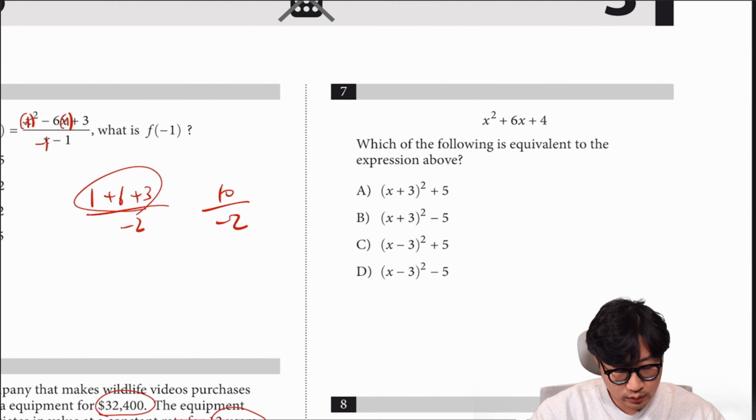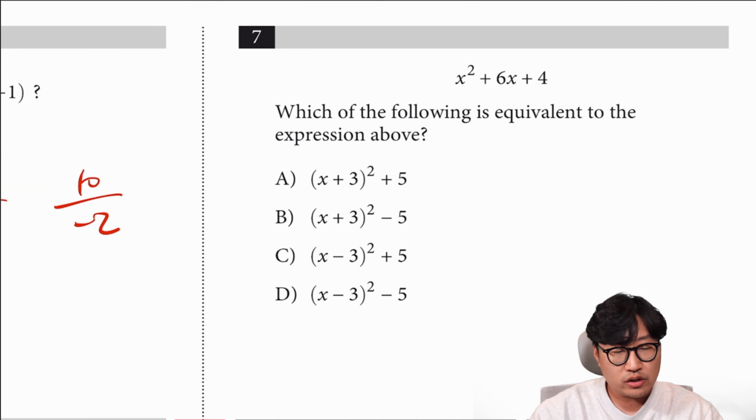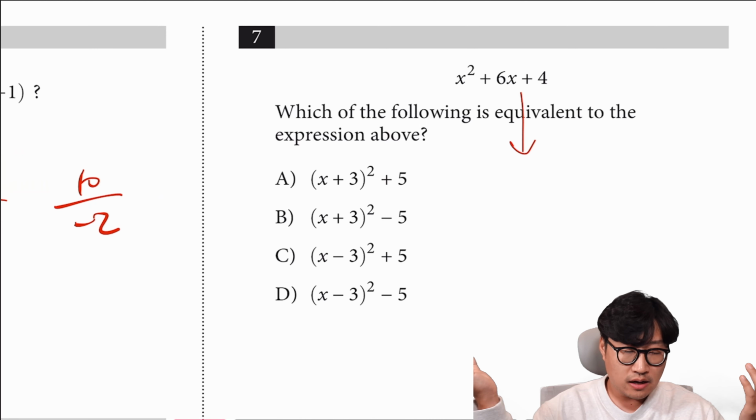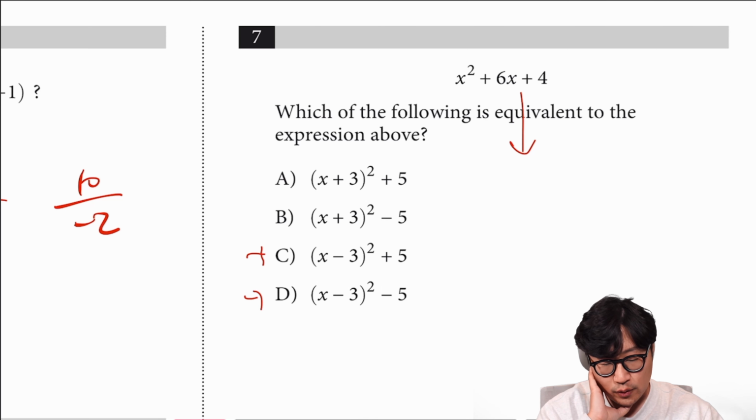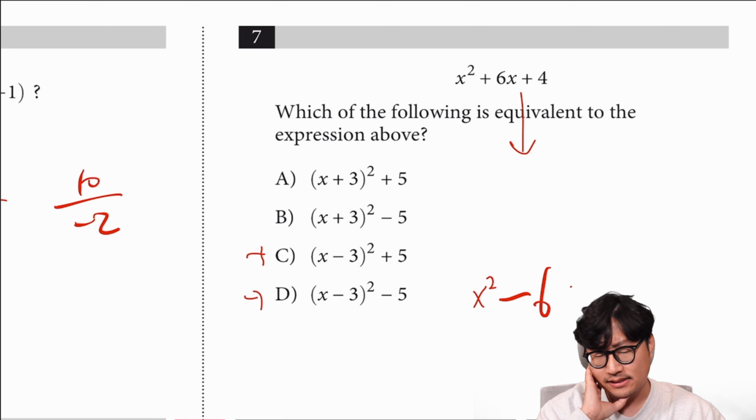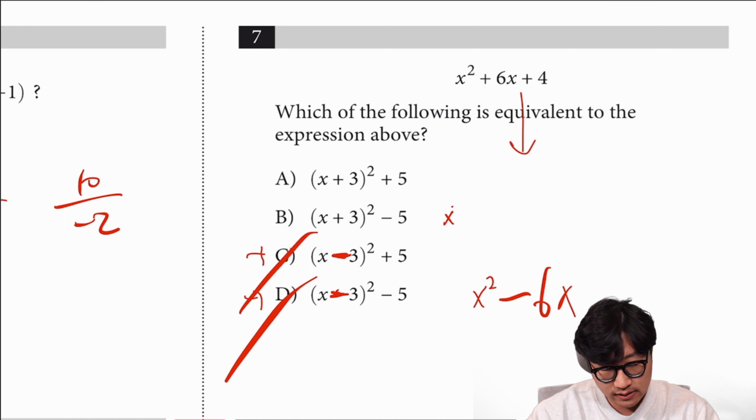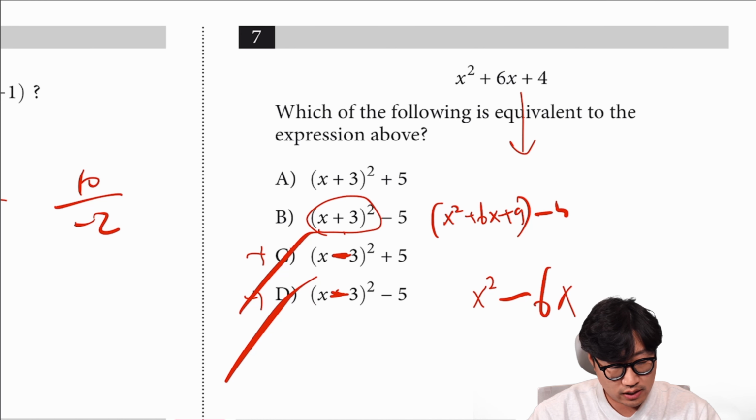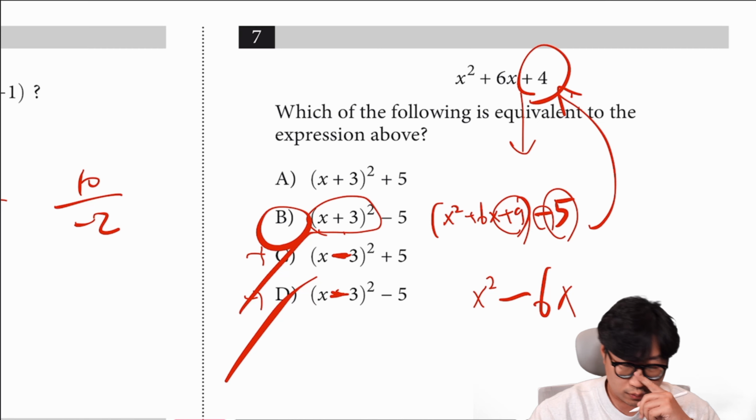Number 7, which of the following is equivalent to the expression? I would go ahead and try to factor it, but obviously it's not factorable. So if you look at the answer choices, first of all, if you look at C and D, when you FOIL that, you're going to get x squared minus 6x because of the negatives right there. So that's going to be out. So I guess check between A and B. Let me just check B. That'll be x squared plus 6x plus 9 if you just FOIL out that portion right there. And then if you subtract 5 from it, 9 minus 5 does give you that 4 indeed. So B it is. Just move on.